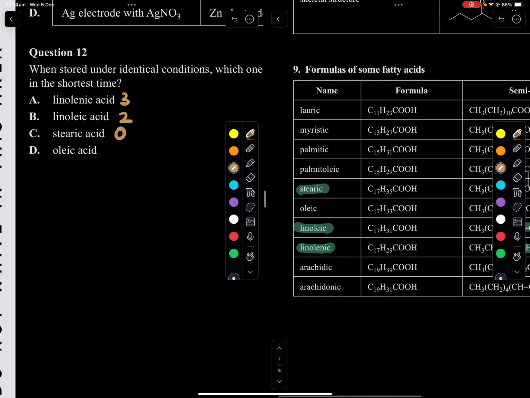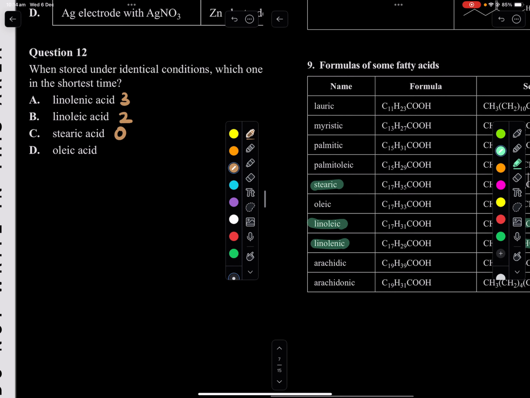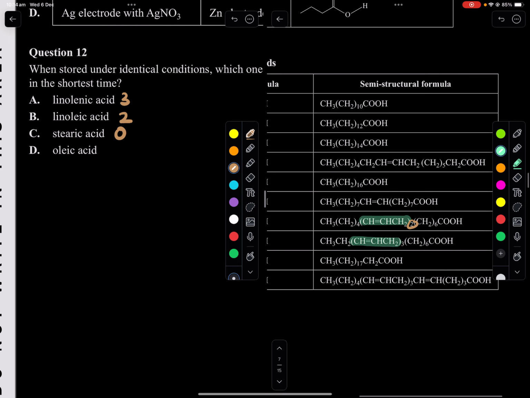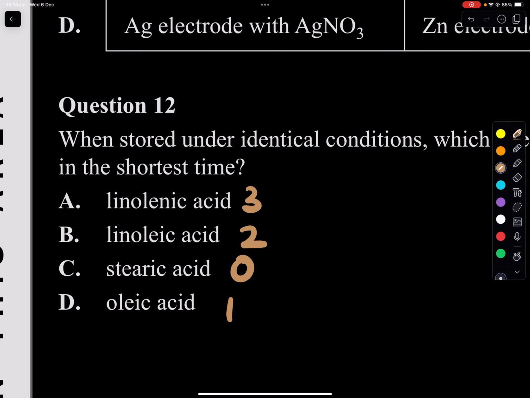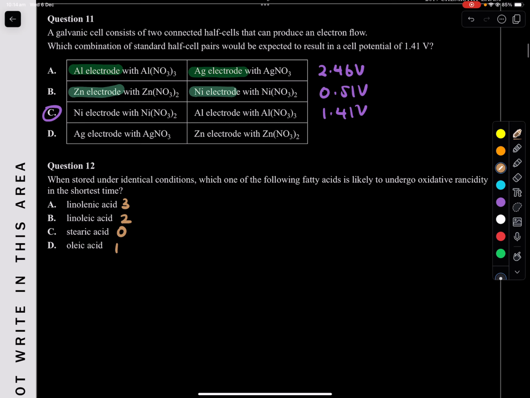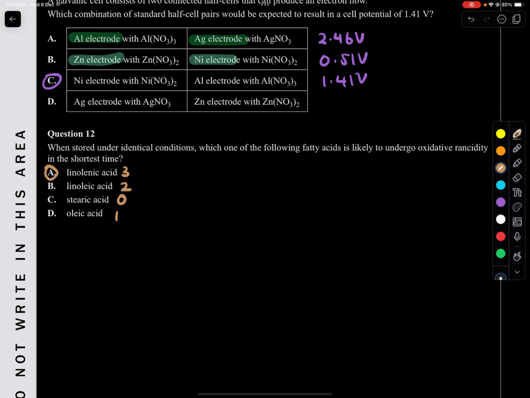And what about oleic acid? Oleic acid, which is this one, has only 1. So like we said, the one that will go for oxidative rancidity has the more double bonds. So it'll be A as your answer. Linolenic acid has more double bonds. That's it.